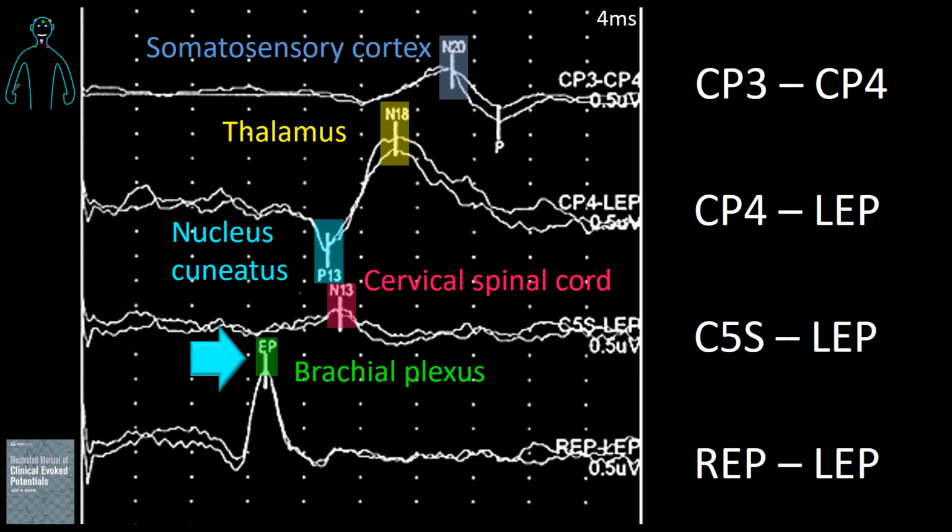The generator for EP is the brachial plexus. The generator of N13 is the cervical spine. The generator of P13 is the nucleus cuneatus. The generator of N18 is the thalamus. The generator of N20 is the somatosensory cortex.